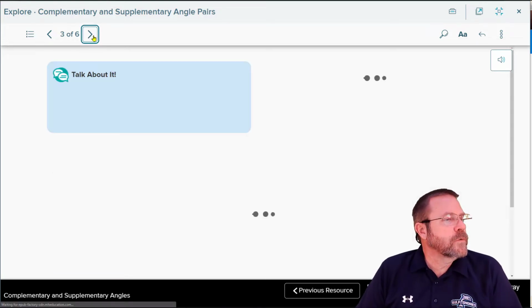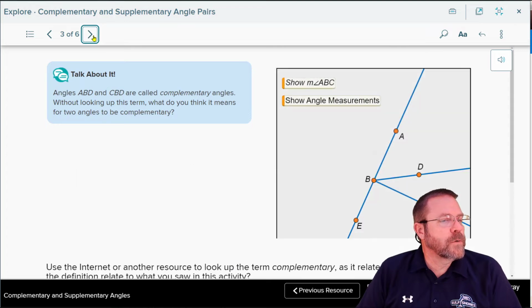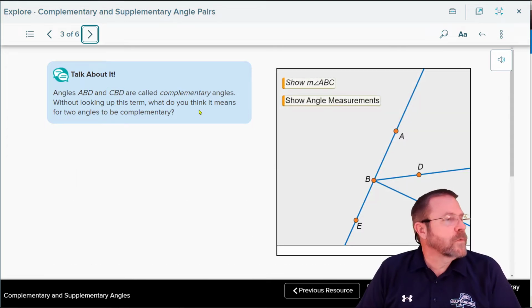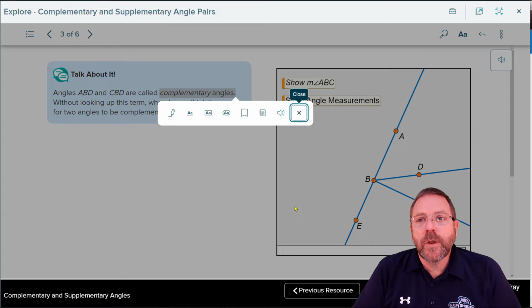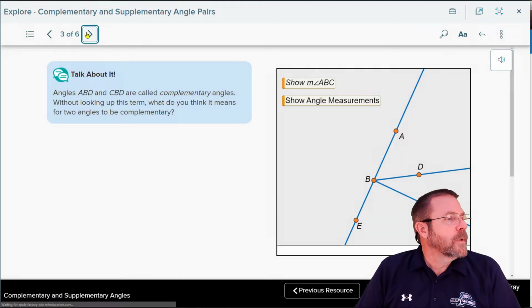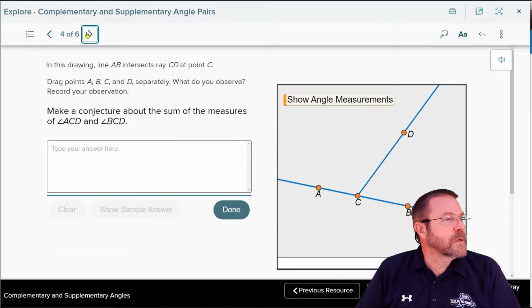Now, I think we're going to do the same thing, only now we're going to do it for the bigger angle, where we're looking at, since the angles ABC and CBD are complementary angles, that's your vocab term right there. Anytime you have two angles that come together to equal 90 degrees, they're going to be defined as complementary angles.